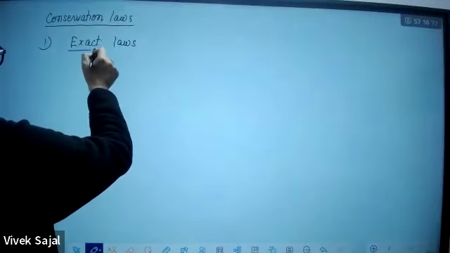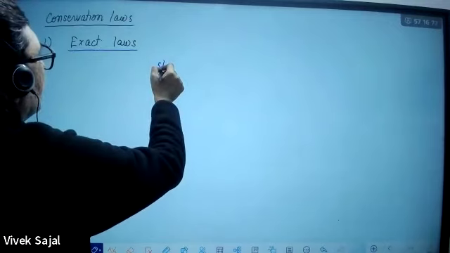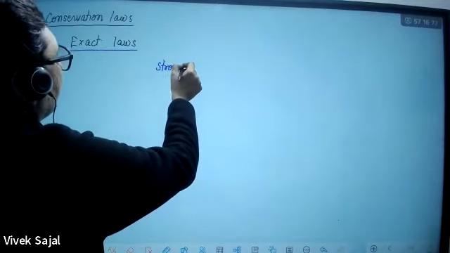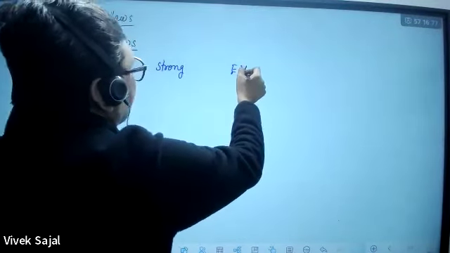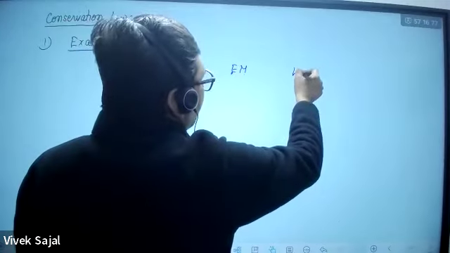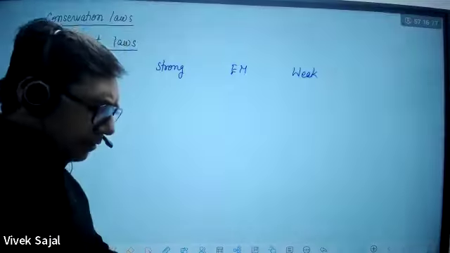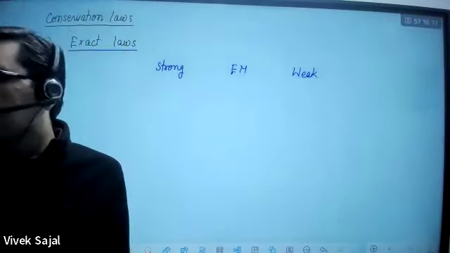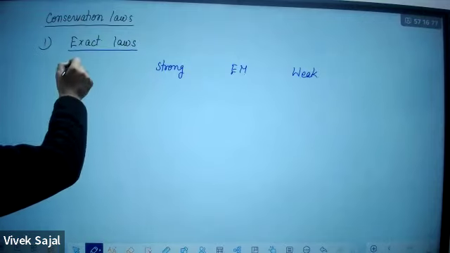So first is exact laws. Here three types of interactions are there. First is strong interaction. Second is electromagnetic interaction. And third is weak interaction. Because the size of these fundamental particles is so small, we are not considering the gravitational interaction here. I will come to that later on. Now next is quantities conserved.